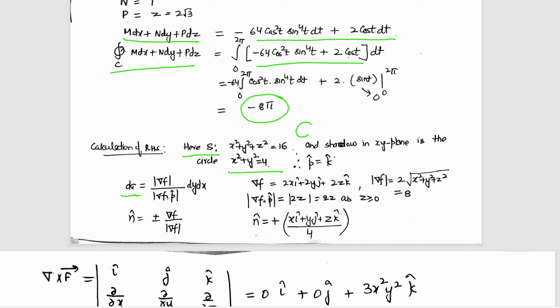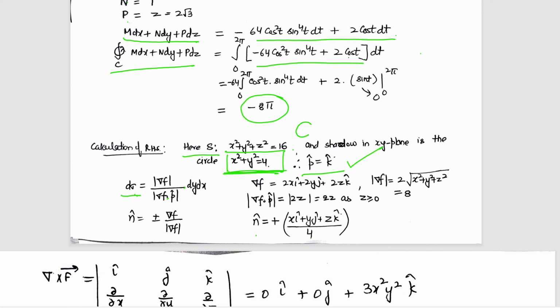equal to 16 bounded by the curve C, and p cap is this unit vector which is perpendicular to the shadow of this surface on the xy plane. Now the shadow of this surface is this circle of radius 2 in the xy plane, and the unit vector which is perpendicular to this shadow is k cap, the unit vector along the z direction.